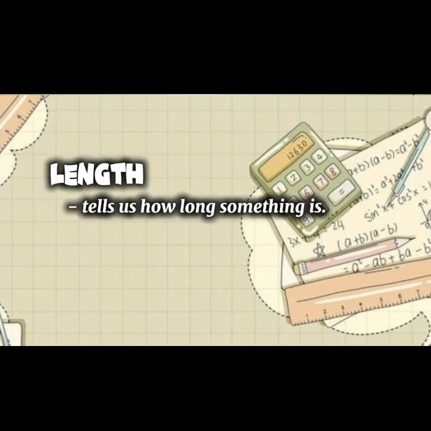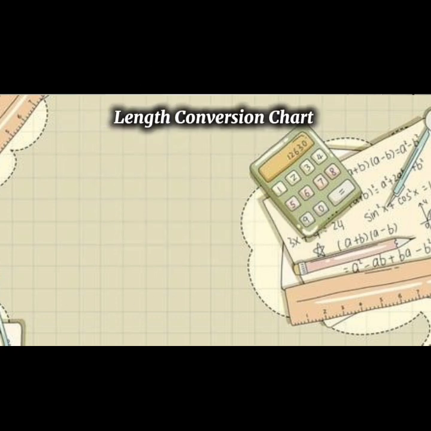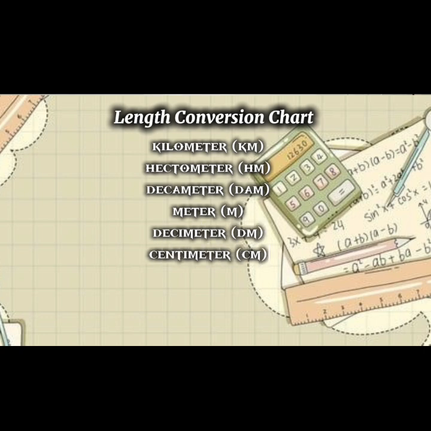First, let's talk about length. Length tells us how long something is. So in length, we have a length conversion chart. The length conversion chart contains kilometer, hectometer, decameter, meter, decimeter, centimeters, and millimeters. That is the length conversion chart.